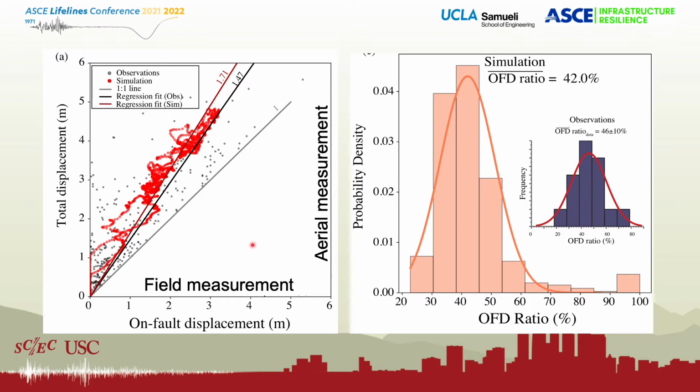OFD ratio is the ratio between the off-fault deformation and the total fault displacement, implying how much displacement or deformation is accommodated in the off-fault regime. Both observation and the simulation showed OFD ratio follows a nearly normal distribution, and the mean values of OFD ratio are very close: 42% for simulation and 46% for observations.